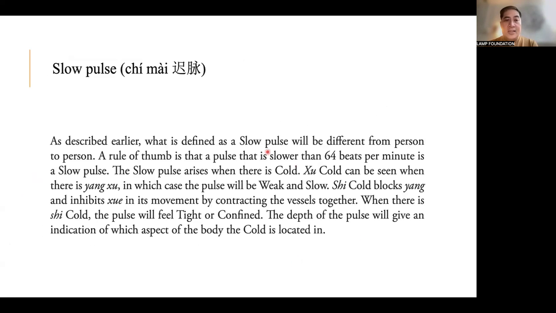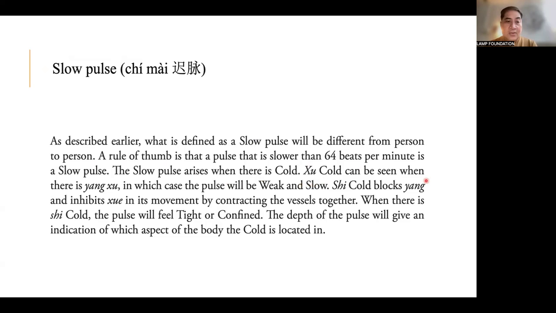What is defined as a slow pulse will be different from person to person. So a rule of thumb is that a pulse lower than 64 beats per minute is a slow pulse. So check your pulse now. The slow pulse arises, of course, when there is cold.